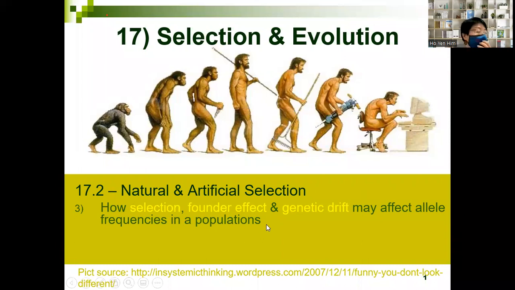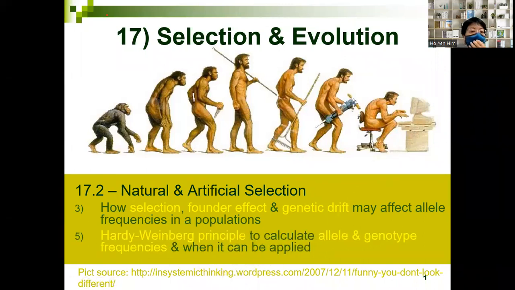And today we're going to look at two more factors. Founder effect and genetic drift both also can lead to change in allele frequency in the population. Okay. Then we're going to do some mathematics, which is the Hardy-Weinberg principle. We're going to use this Hardy-Weinberg principle to calculate allele and genotype frequencies, and then see when it can be applied. Not every population we can do that. So what kind of population can we use this Hardy-Weinberg principle on to find out the allele frequency and also the genotype frequency of certain genotype in the population? So this is today's lesson.